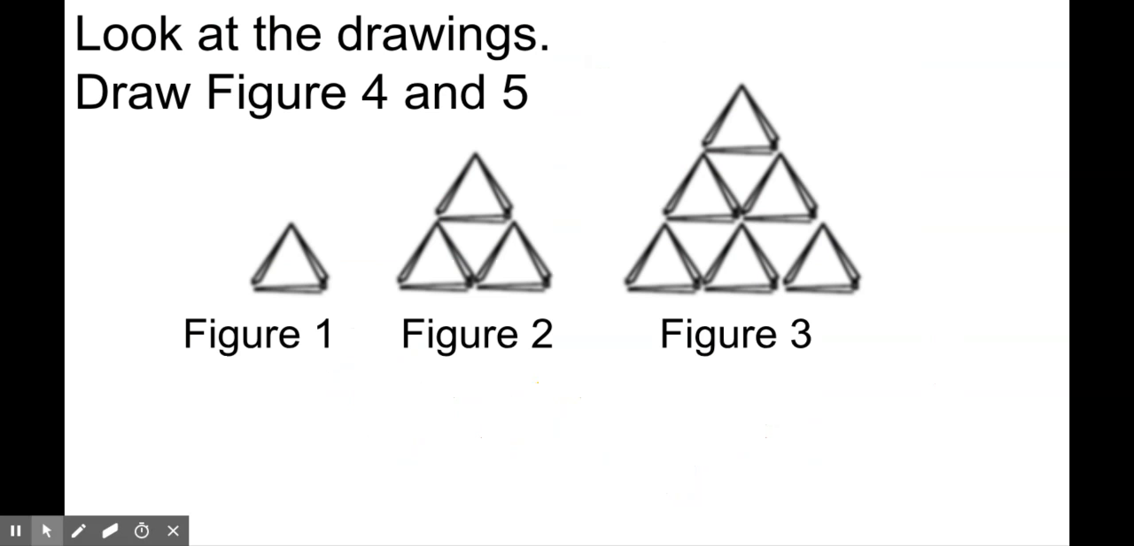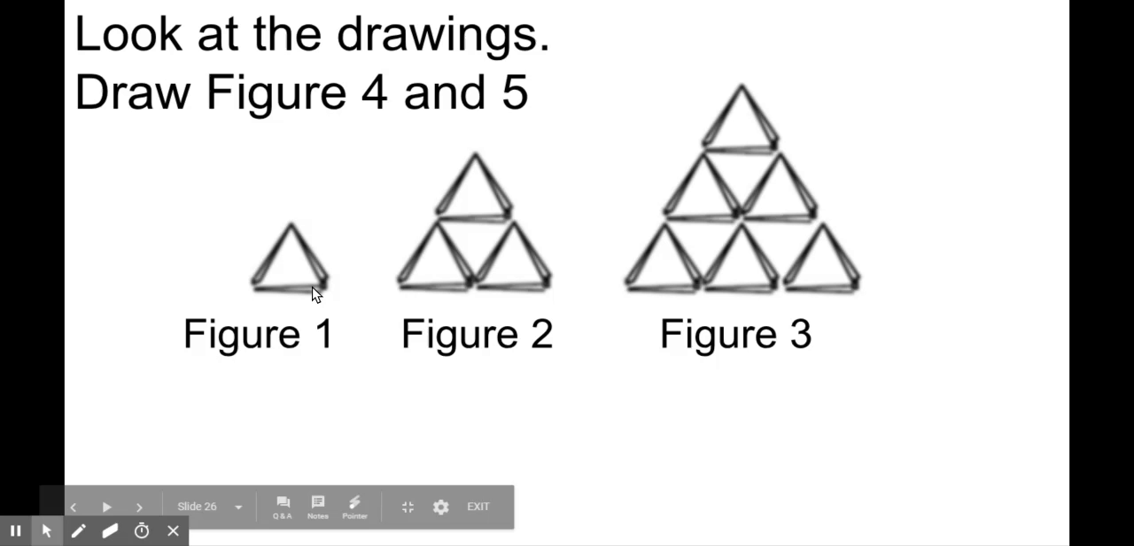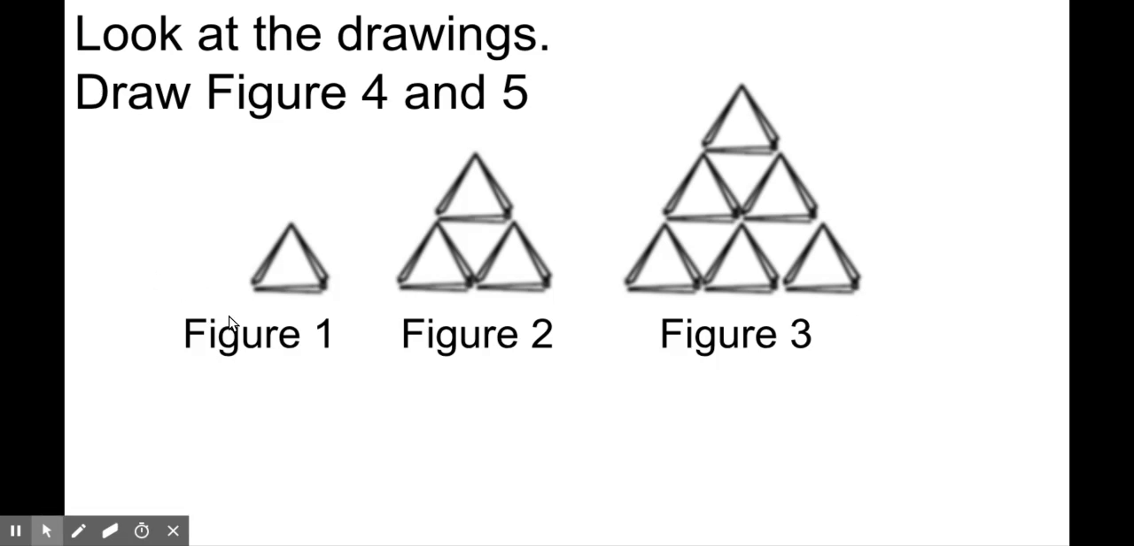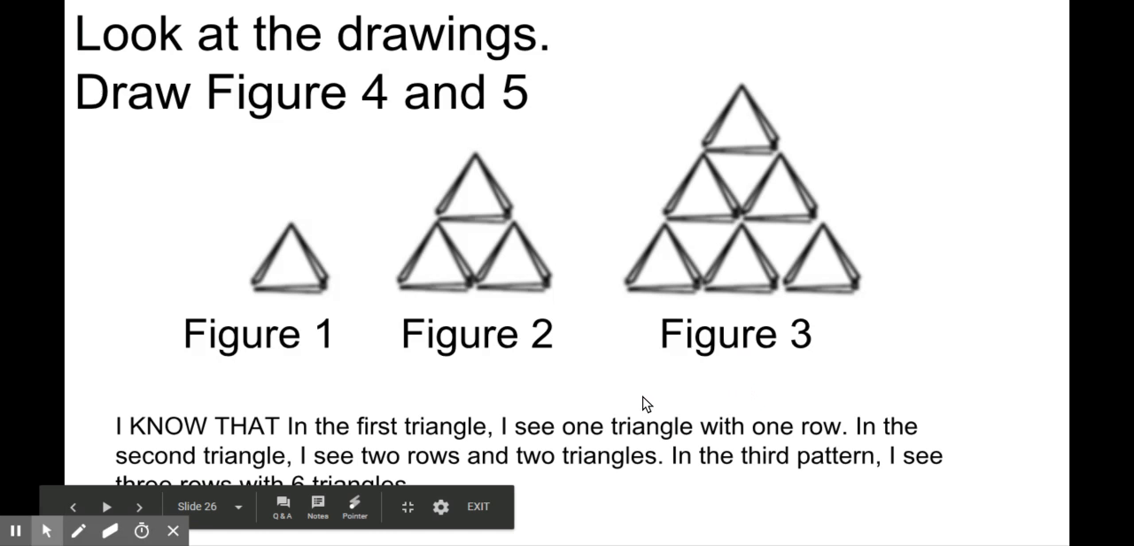Okay, so let's review the original problem that we had. And of course, I didn't put the higher level convoluted vocabulary words in it. It's just simply look at the drawings and draw figure 4 and 5. Of course, I'm using the S part. The O part is all this. I know that this is figure 1. I know this is figure 2. I know this is figure 3. And based on my observations, I know that the first figure has one triangle with 1 row, the second figure has 2 rows, and the third pattern has 3 rows of triangles.